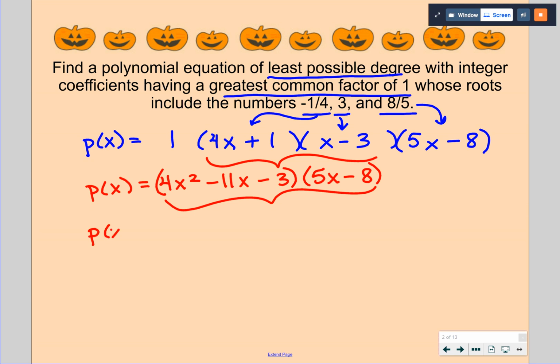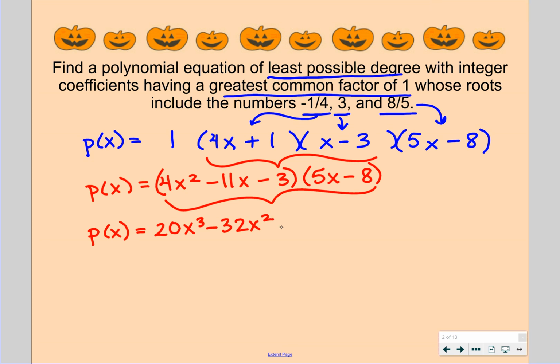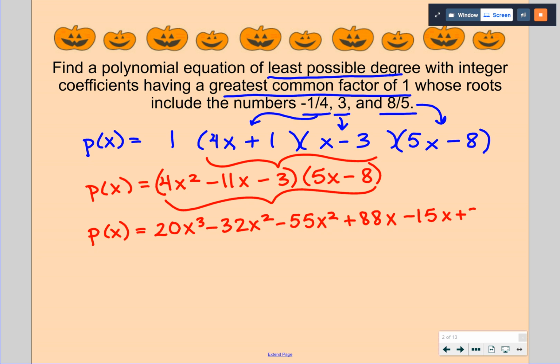All right, so I'm going to distribute 4x squared into the second parentheses. That gives me 20x to the third and negative 32x squared. Then I'm going to distribute negative 11x into the second parentheses. That gives me negative 55x squared plus 88x. And then negative 3 into the second parentheses gives me negative 15x plus 24.